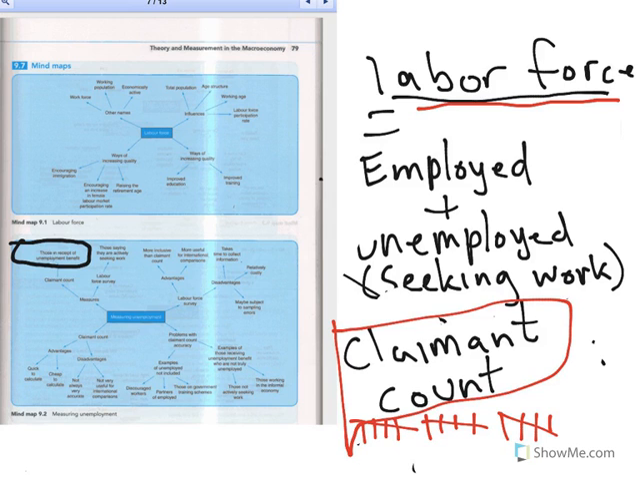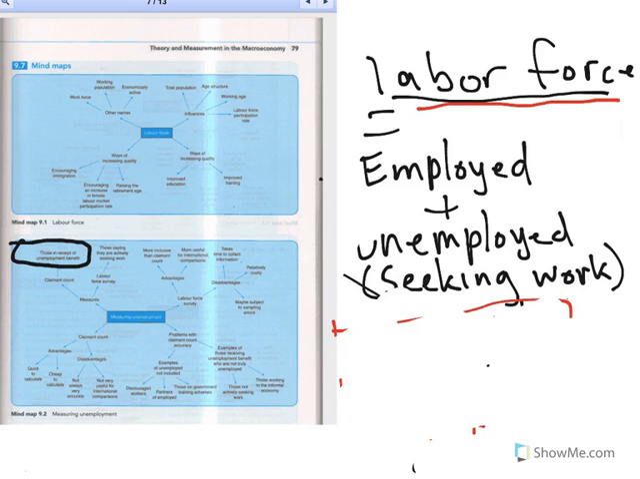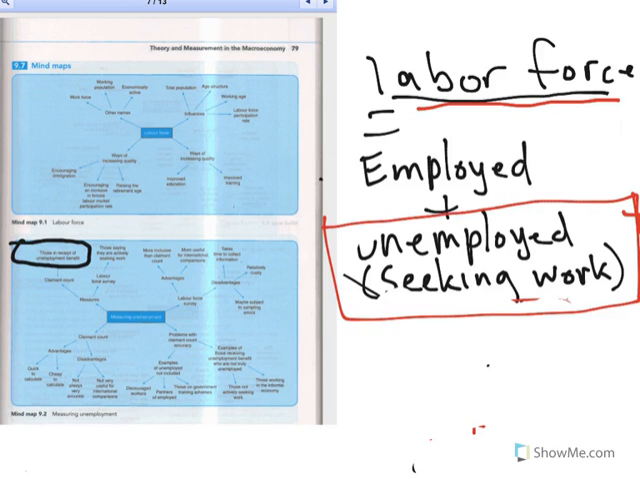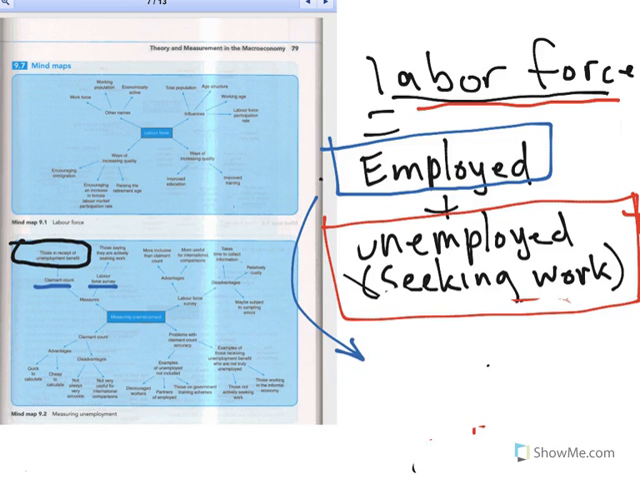Okay. Now, once we account for the claimant count, that is one way to measure how many people are unemployed and actively seeking work. The second way that we could calculate the labor force is to look at the employed. And what we do here, instead of doing the claimant count, is what is called the labor force survey. So we send out a survey for people who are working.